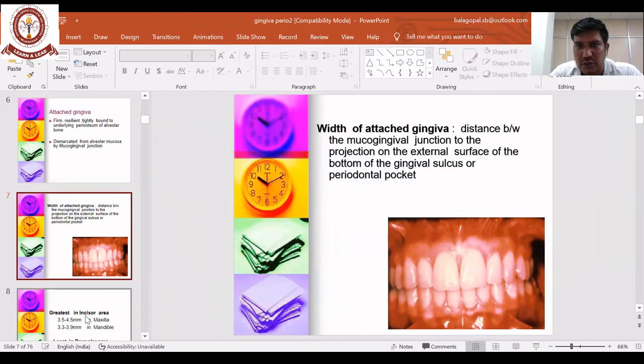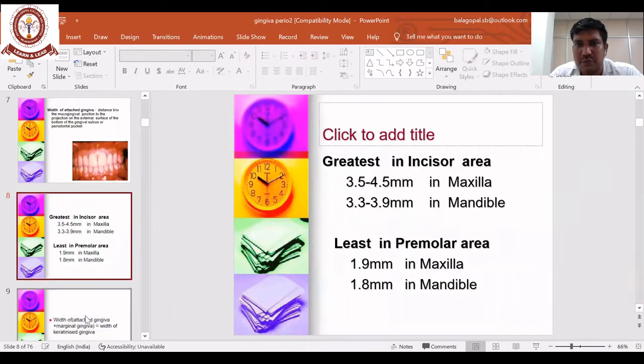We have to know the width of attached gingiva as it plays an important role in periodontitis. If there is less width of attached gingiva, there is more periodontal disease happening. So we have to know about the width of attached gingiva. It is the distance between the mucogingival junction to the projection of the external surface of the bottom of the gingival sulcus or the periodontal pocket. It is greatest in the maxillary region, average in the mandibular region, and least in the premolar region. So these are the measurements of the attached gingiva.